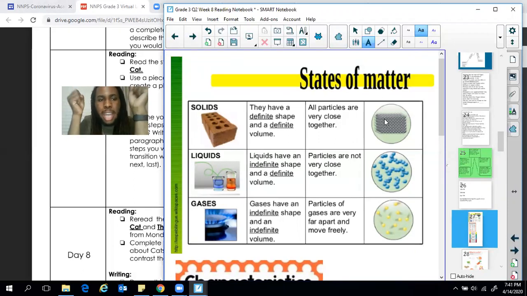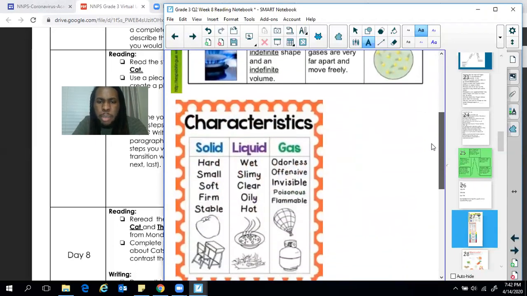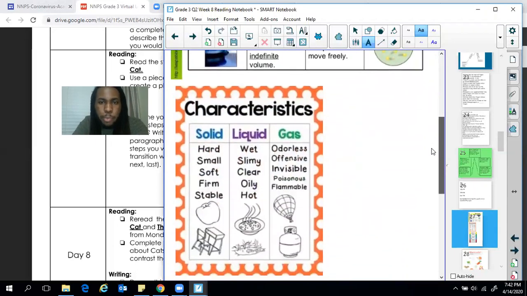In solids, the particles are packed together very closely. In liquids, they're free to move. Going back to my water, the particles are free to move. They don't have a definite shape. And when you think about gases, friends, they move all throughout the atmosphere. So, friends, if that didn't make any sense, that's fine.